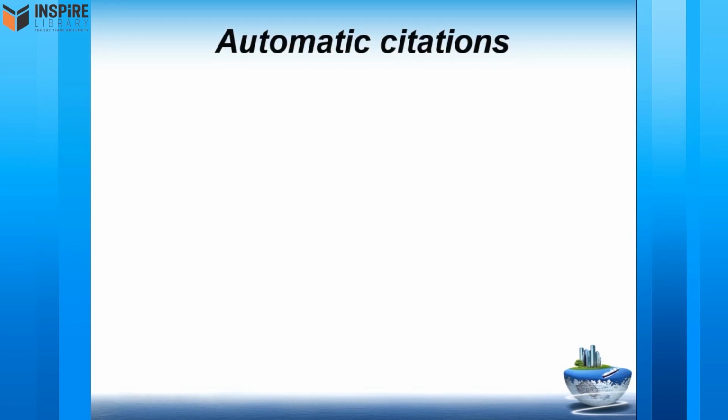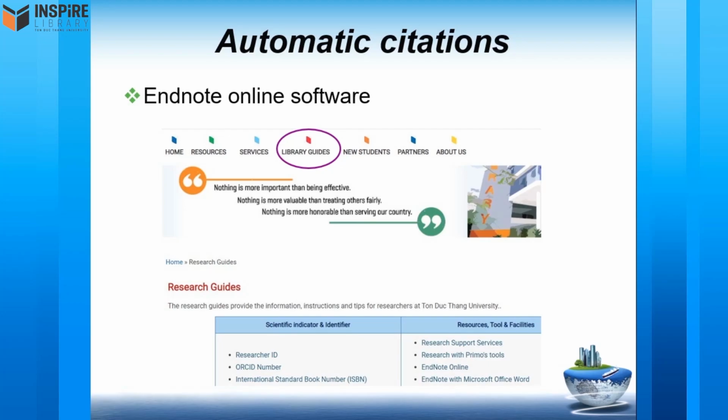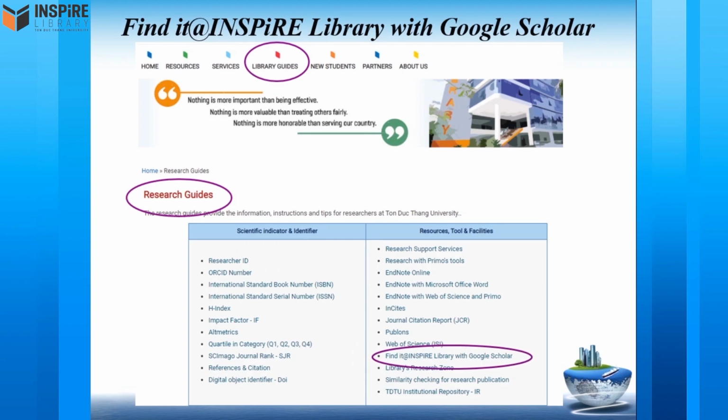Besides the support from the library, the user can also make automatic citations by using the EndNote online tool. To know how to use the tool, the user can visit the website, click on Library Guides, choose Research Guide, then click on EndNote online. If the user has the habit of searching documents on Google Scholar, we have a way to help you know TDTU library materials existing on Google Scholar. To know the setting for this tool, the user please follow the instructions on our website.